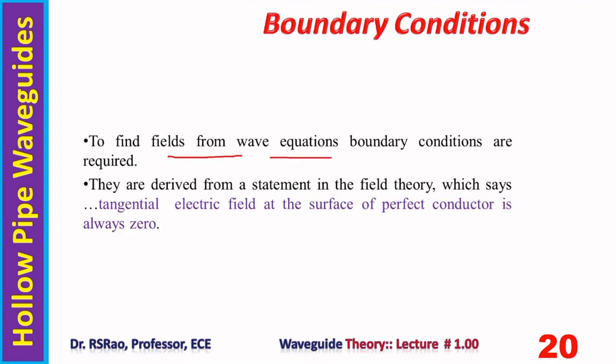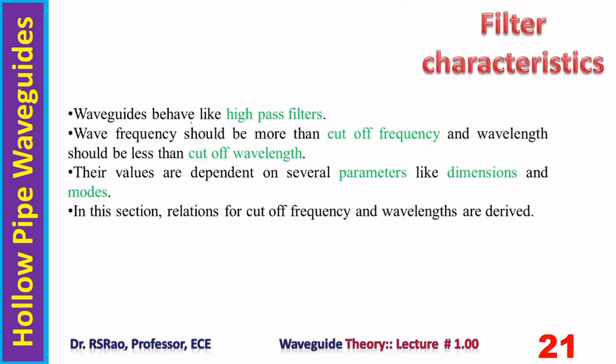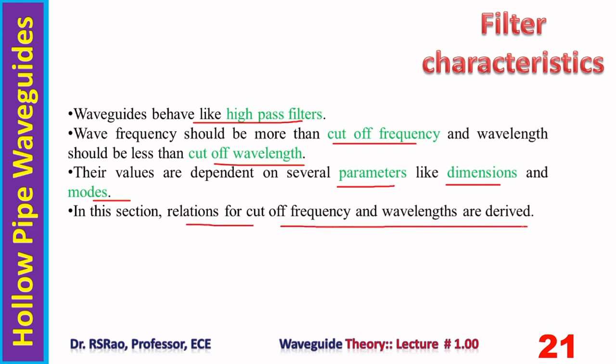To find fields from wave equations, boundary conditions are required, as already mentioned. They are derived from a statement in field theory which says the tangential electric field at the surface of a superconductor is 0. Filter characteristics: as already mentioned, waveguides behave like a high-pass filter. There is a cutoff frequency, a cutoff wavelength. When frequency is lower than the cutoff frequency, the wave is not allowed to enter. Frequency of the wave must be more than the cutoff frequency. Cutoff wavelength is the wavelength corresponding to cutoff frequency. Their values are dependent upon several parameters like dimensions, modes, and all that. In this section, relations for cutoff frequency and wavelength are derived.